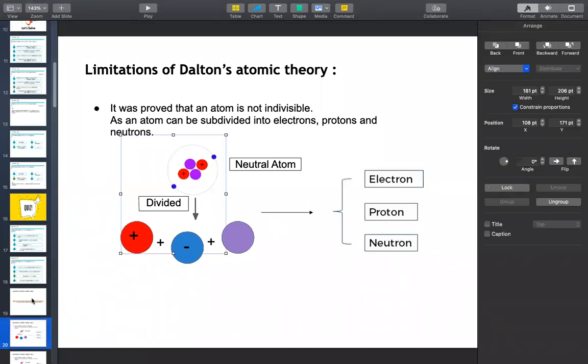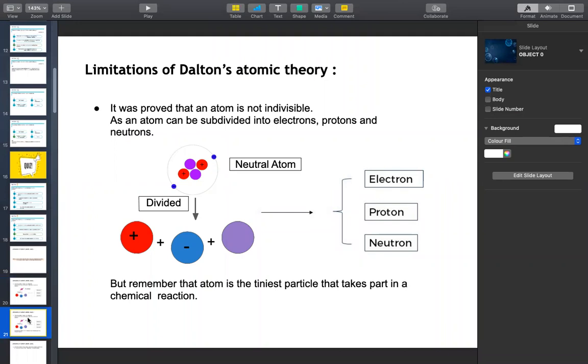Okay, fine. Next is: it was proved that the atom is not indivisible, as an atom can be subdivided into electron, proton and neutron. Remember that the atom is the tiniest particle that takes part in a chemical reaction. So here he said the tiniest particle that takes part in a chemical reaction. Particle in the sense is fine, but who will take part in a chemical reaction? That is the electron, not the atom. Okay, next.